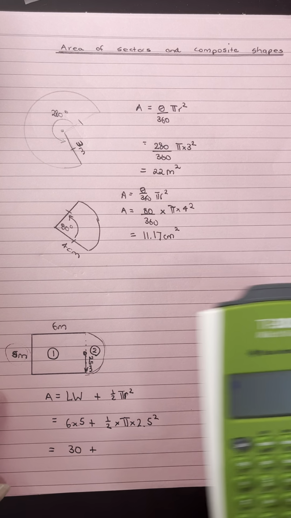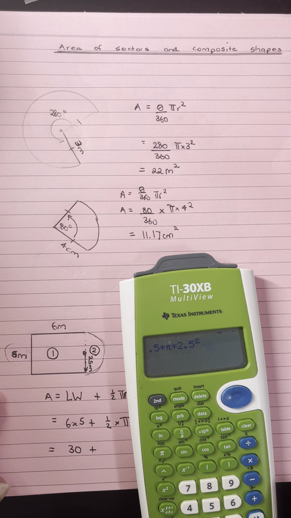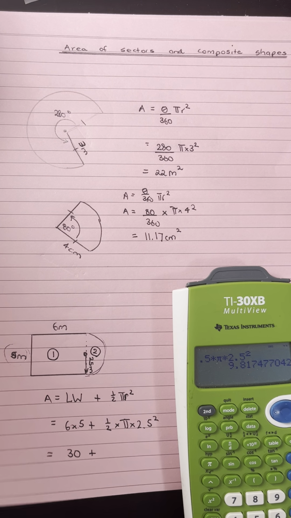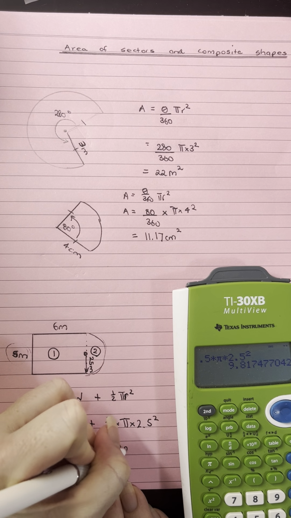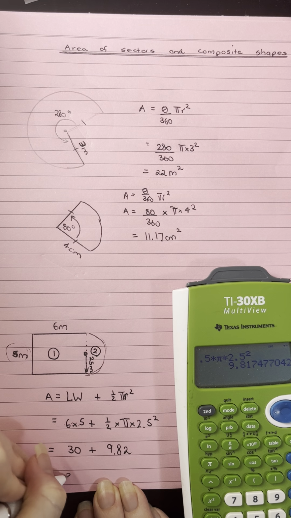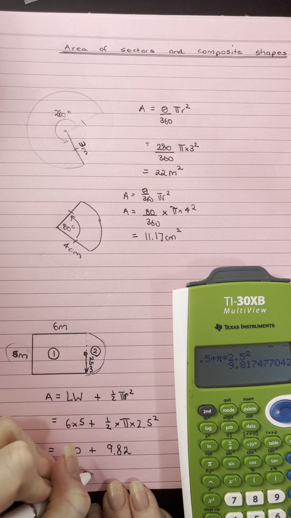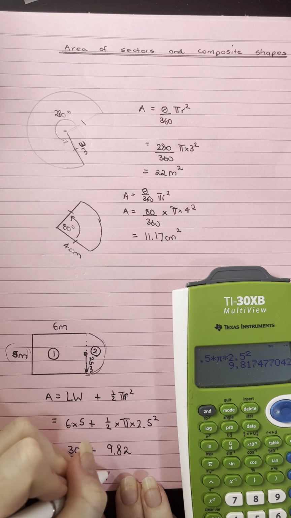I can do 0.5 times pi times 2.5 squared. So I've got that all on my calculator, and I get 9.817, so I'll round that to 9.82. So then that's going to give me 39.82, and that will be meters squared.